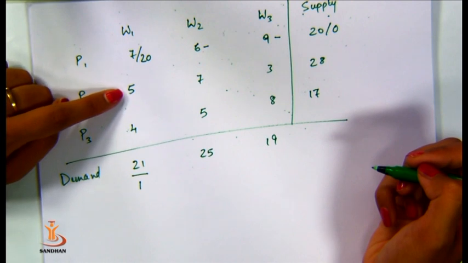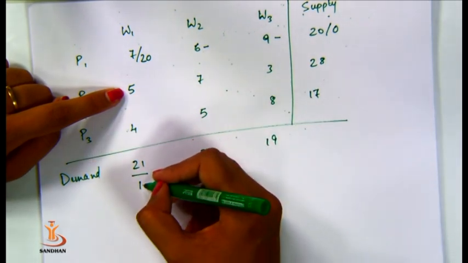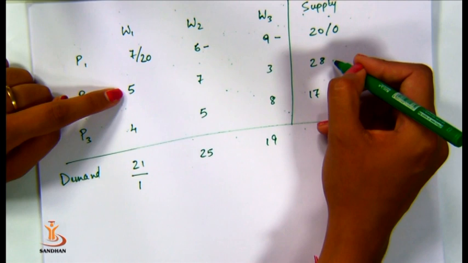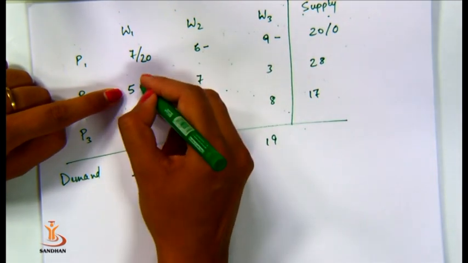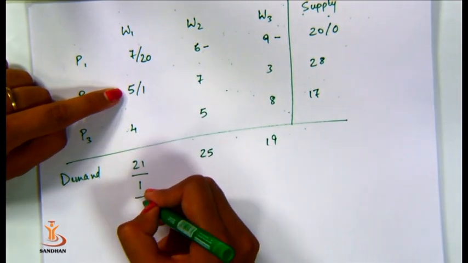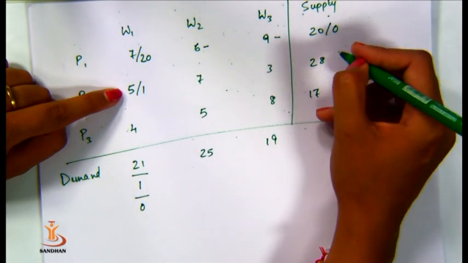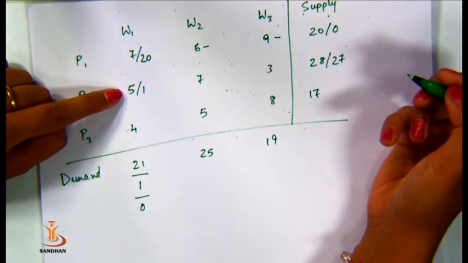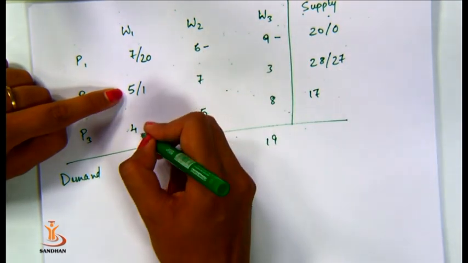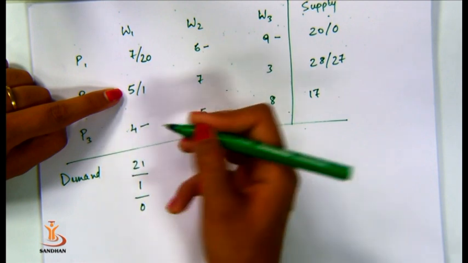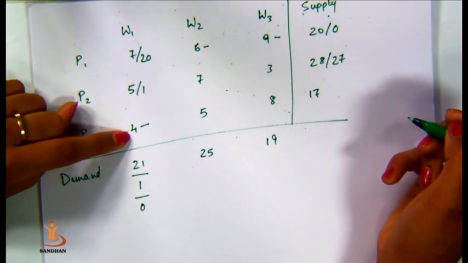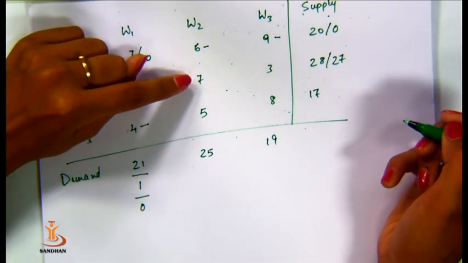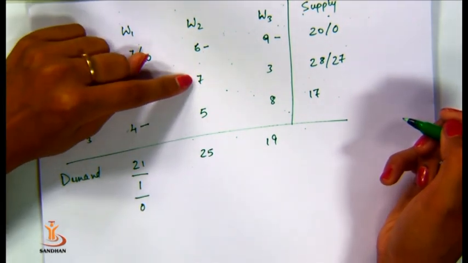Moving on, the northwest corner now is this cell. It has 1 demand. The supply is 28 units. So we'll take only 1 unit here and the demand is over. We are still left with 27 units of supply. We do not have any demand in warehouse 1. Moving on, the northwest corner now is at this place.